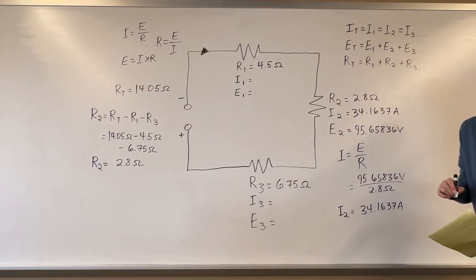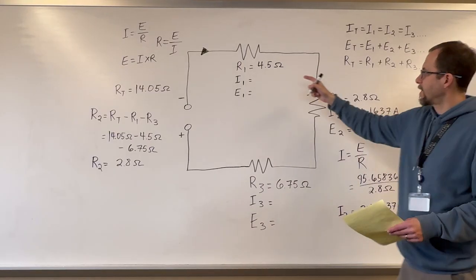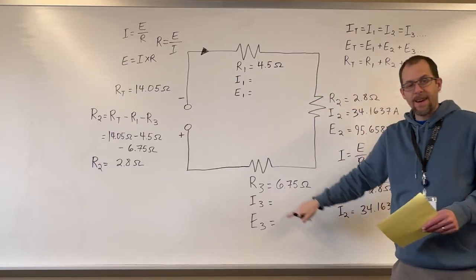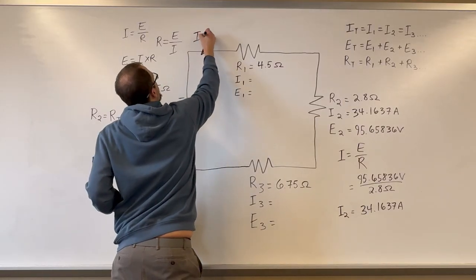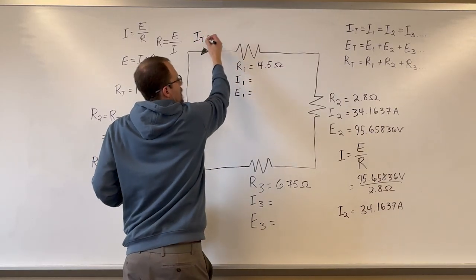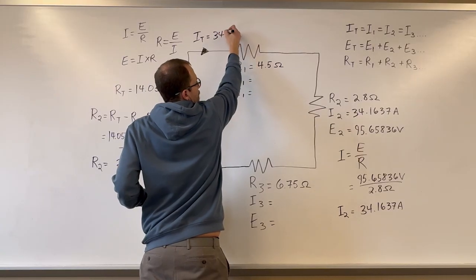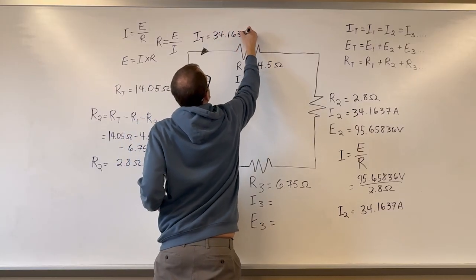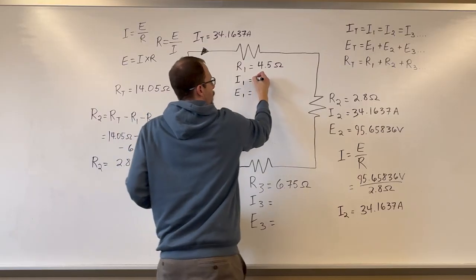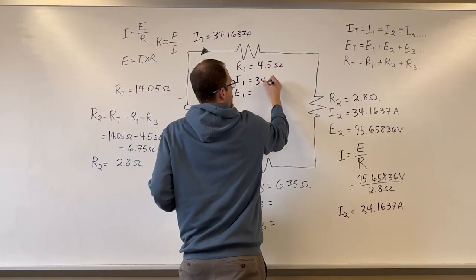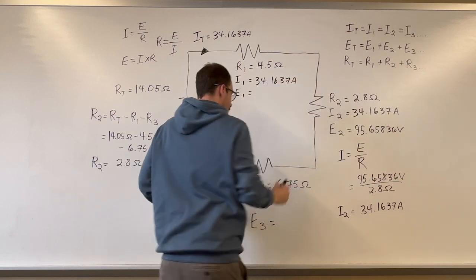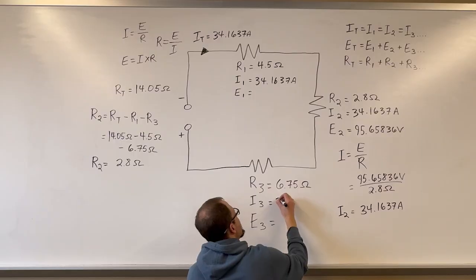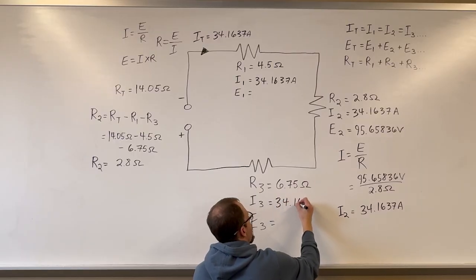I think you know that, isn't this the same amperage as I1 and I3 as well? Doesn't it also live up here? So I total equals 34.1637 amps, which means that I1 is 34.1637 amps, and I3 is also 34.1637 amps.